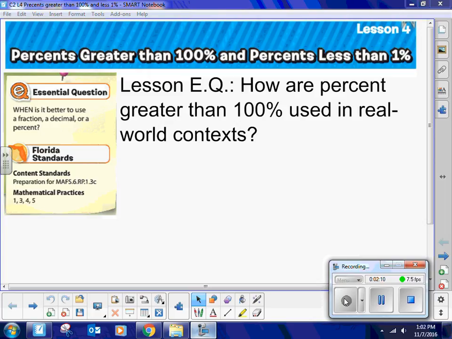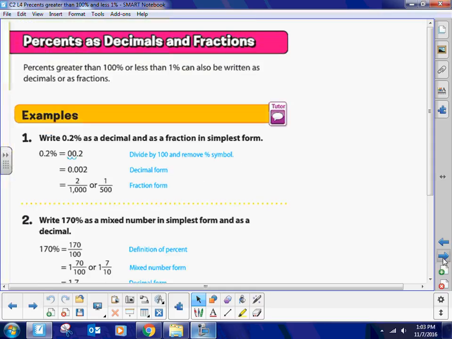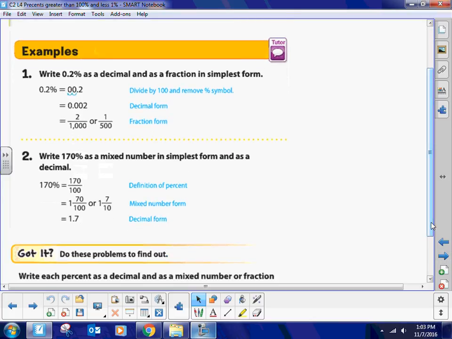Okay. All right. So the lesson essential question is, how are percents greater than 100% used in real world context? Okay. We'll go ahead and review that during the lesson. All right. Again, you're not going to have this out, so I'm just going to skip this. This is what you're going to be writing in your book.